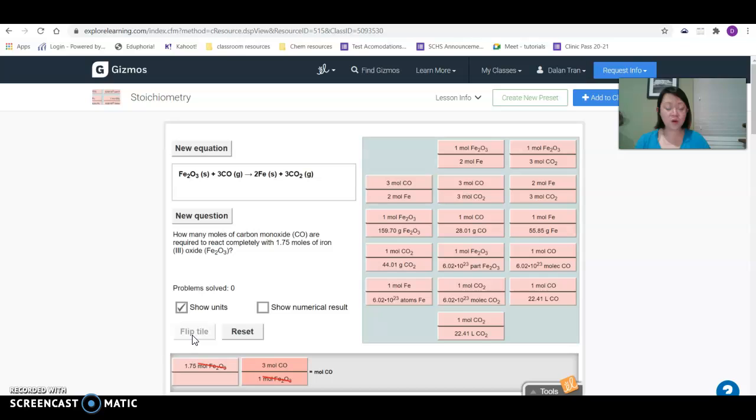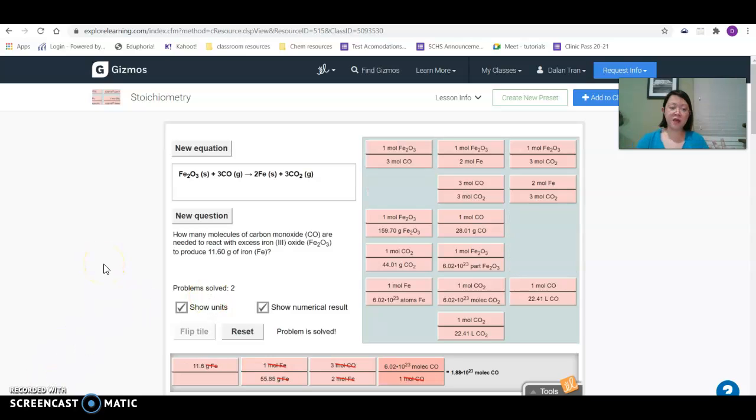And then for number 4, we're going to calculate. We're going to multiply 1.75 times 3, and we should end up with 5.25 moles of CO. So that's what we're writing down for letter A. And then let's double check that. Show numerical result, and yes, we were correct. We have 5.25 moles of CO for our answer.